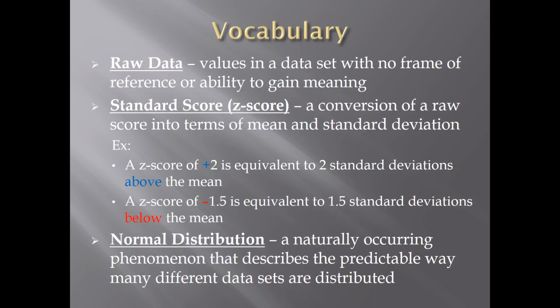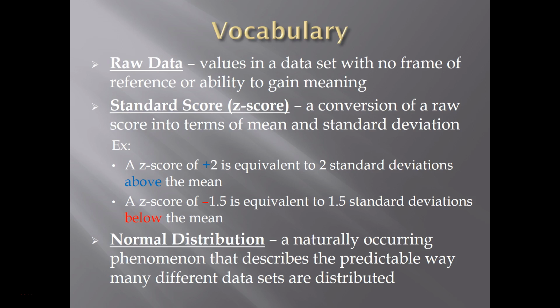All right, so some vocabulary for this section. This section we really get heavy into talking about normal distribution, bell curves. If you've ever heard of grading on the curve, we're actually going to be learning about some of that stuff today. All right. So the first term we need to talk about is raw data.